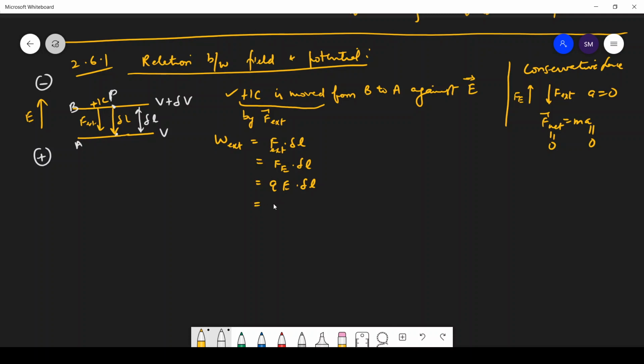So that is equal to Q. So this is the work done by the external force, that is equal to QE delta L. Now what is Q here? Q is +1 coulomb, and I told you what is this E delta L, that is the change in potential, right?